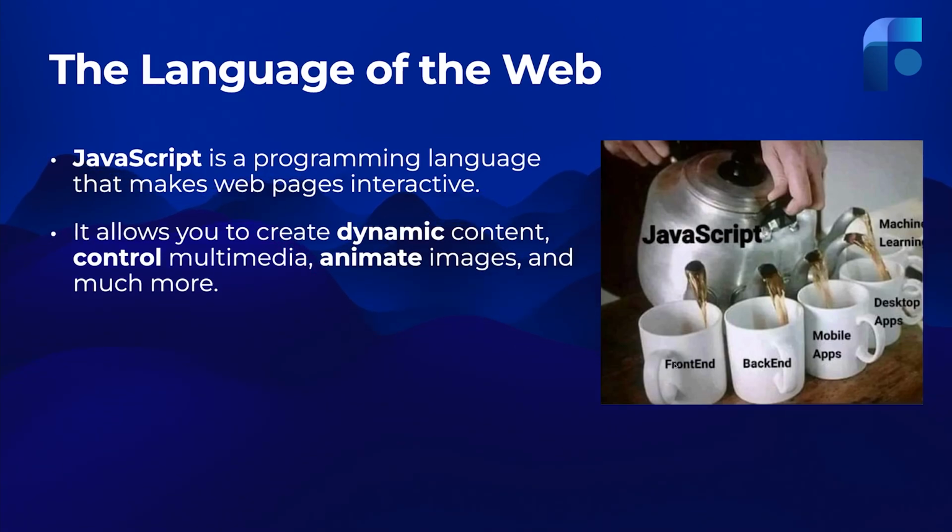As you can see in this image, you can use it for front end, back end, mobile apps, desktop apps, machine learning. You can absolutely be a full stack developer by just knowing JavaScript alone. This is one of those core languages that's really easy to get into, but it can take you really far in your career, and you can do so many different things with it. Some of the cool stuff it can do for the web is it can help you create dynamic content, control multimedia, and animate images, amongst much more.